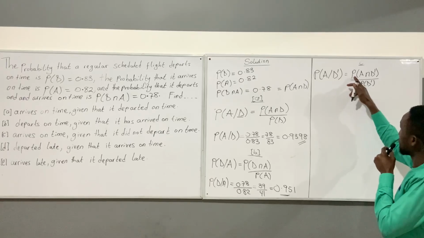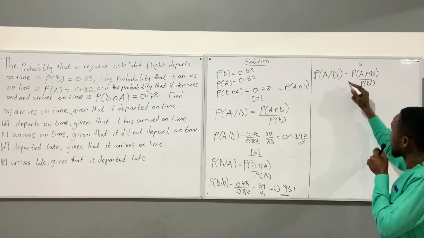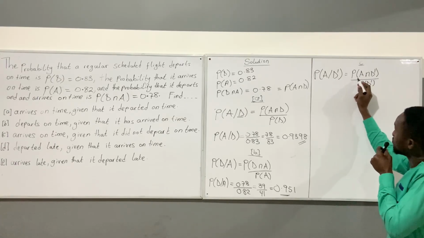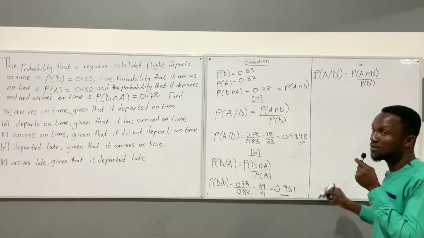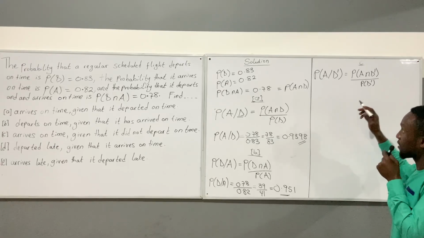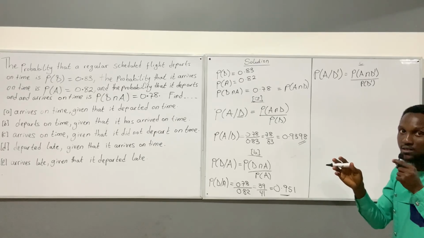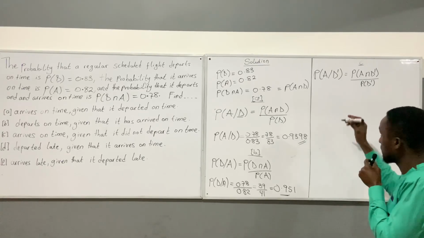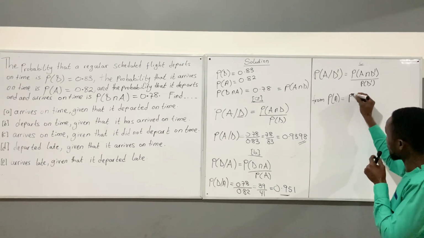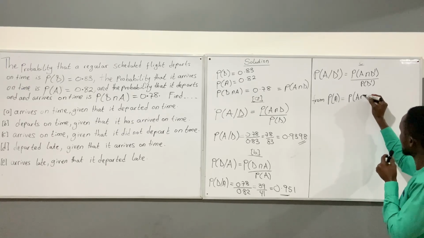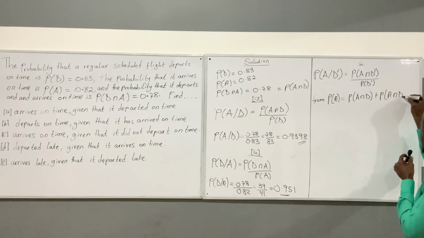So because we don't know the probability of A intersection D complement, we have to find it. Because we can't get a shortcut formula for this, we need to break down A intersection D complement. To do that, we will find it in the probability of A, because the probability of A will be partitioned into two groups. It will contain A intersection D and A intersection D complement. So we will say from probability of A, this is equal to probability of A intersection D plus the probability of A intersection D complement.